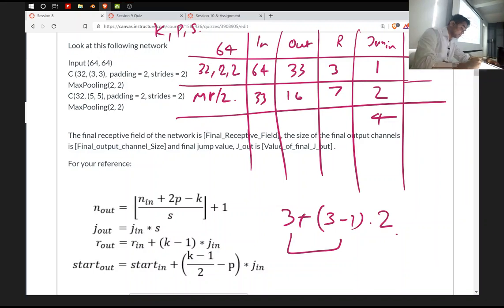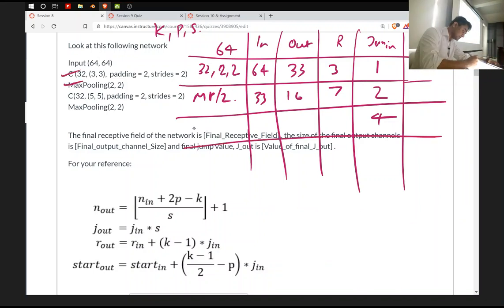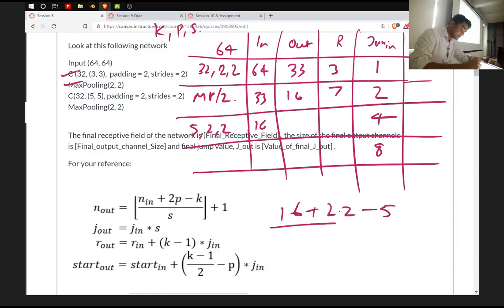Now what is the next step? This done, this left. So we are saying 5 and then 2 and 2. Now the jump becomes 8 immediately. This is 16. 16 plus 2 into 2 minus 5, divided by 2, plus 1, gives 8. Receptive field is what? 7 plus 5 minus 1 multiplied by 4. So this is 16. 16 plus 7, 23.